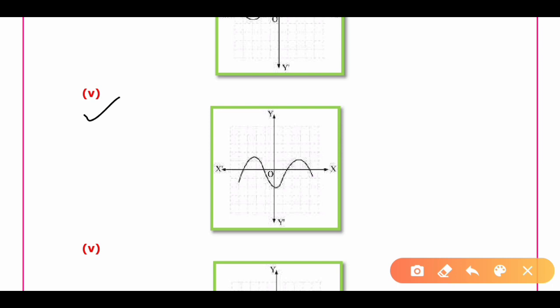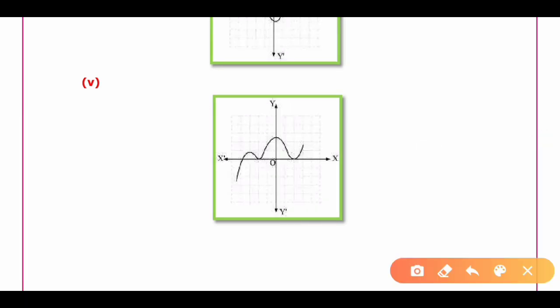Now fifth graph. You can see in the diagram, graph is touching or cutting the x-axis at different points. So we will count the touching point or cutting point. This one is first, this one is second, this one is third, and this one is fourth. So number of solutions will be 4 for this graph, or we can say number of zeros will be equal to 4. Now next graph.